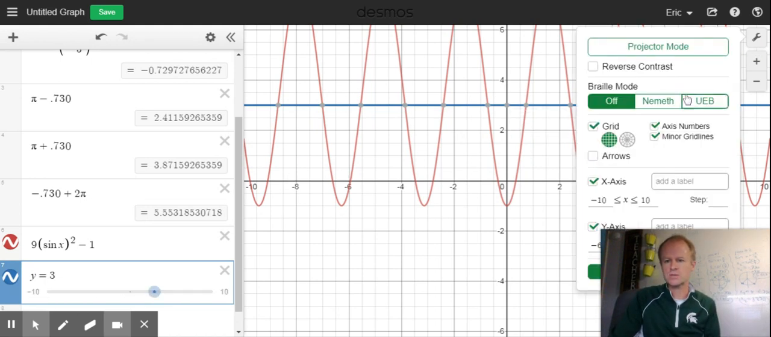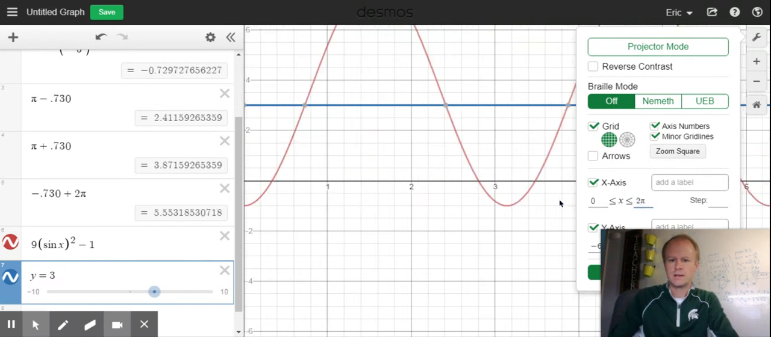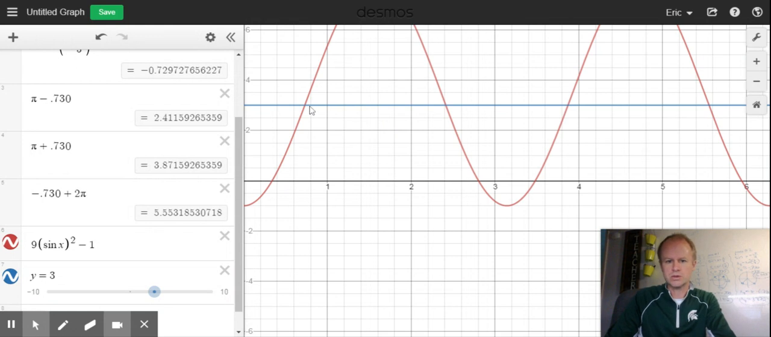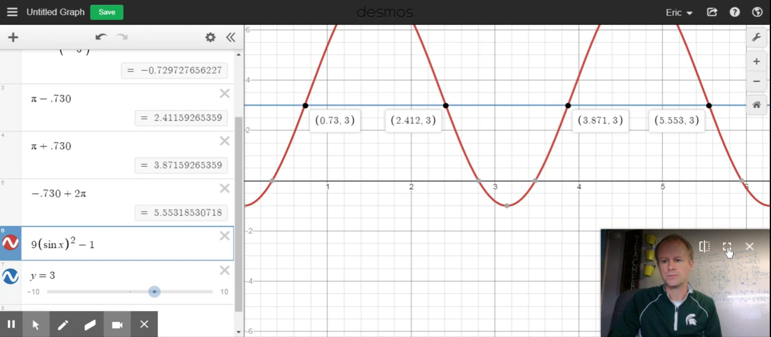And again, I'm going to change my window, and I'm going to make it just go from 0 to 2 pi, and we can zero in on what solutions we got. So 0.73, 2.412, 3.871, and the final one 5.553. And those are the exact solutions. Well, they're all rounded, but those are the solutions that we found when we did it. So that's your second example.